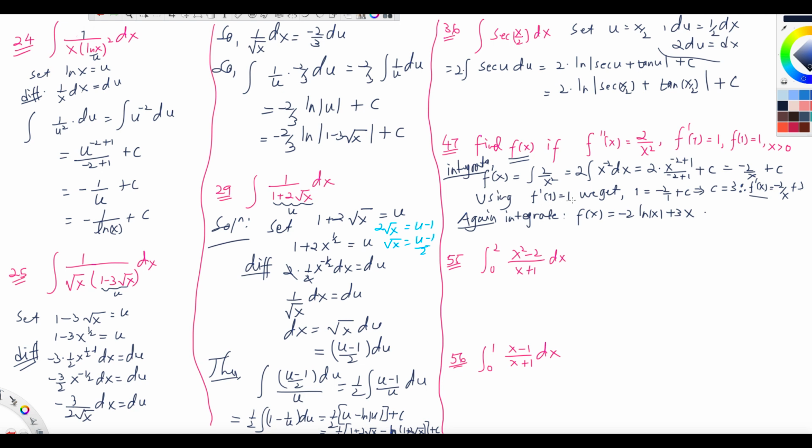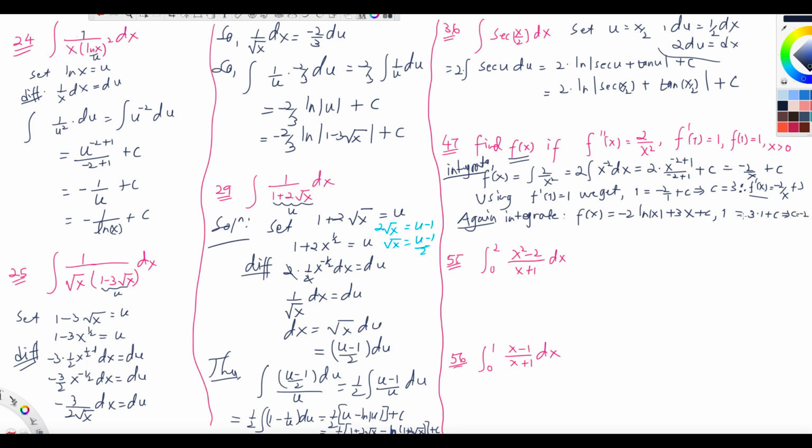Now use that f at 1 is 1. So f at 1 is 1 implies replace f of x by 1, so f of 1 will be 1 and x by 1. That will be negative 2 times natural log of 1, which is 0, right? So it will be plus 3, and by the way, plus c again. Plus another c, okay? So 1 equals 3 times 1 plus c. What do you get for c? c will be negative 2. This implies c equals negative 2.